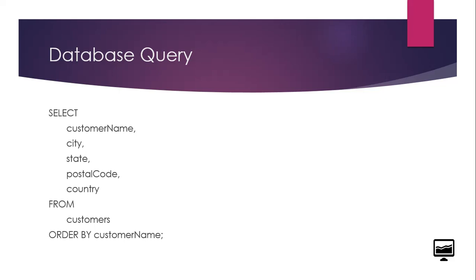before we start the discussion about the MySQL stored procedure, let us take a quick look at this query. SELECT customerName, city, state, postalCode, country FROM customers ORDER BY customerName. What does this query do? This query will fetch customer name, city, state, postal code, and country from the customers table, and it will display all the records in ascending order as per the customer name.